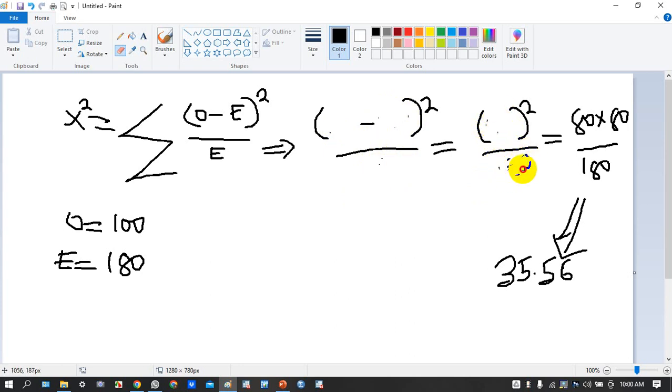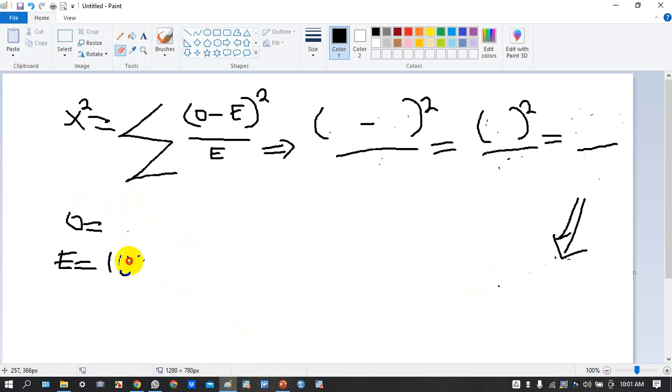So I'm just cleaning the entries so that it will be easier for us to remember. So here we are going to now compute the observed and the expected for cell 2 or box 2.